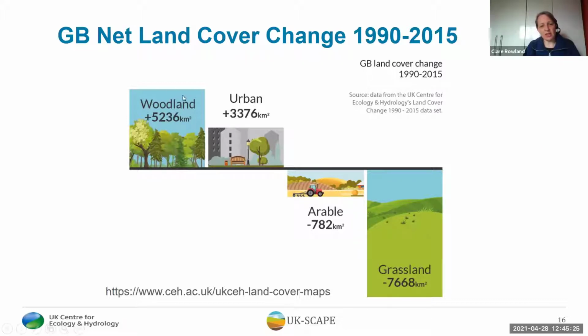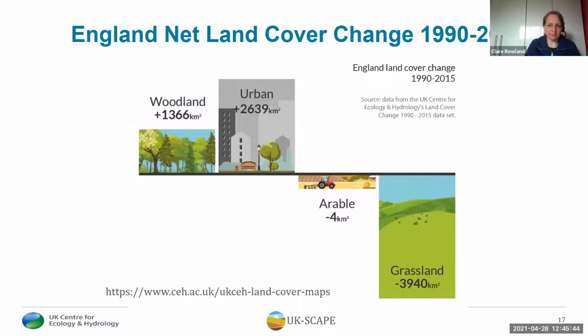So you can see here that we've got this big increase in woodland. This is for GB. We've got an increase in urban. We've got a slight decrease in arable area. But the thing that has changed most significantly is this massive decrease in grassland. And we'll come back to that as we look through the slides.